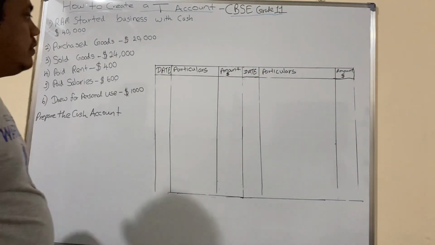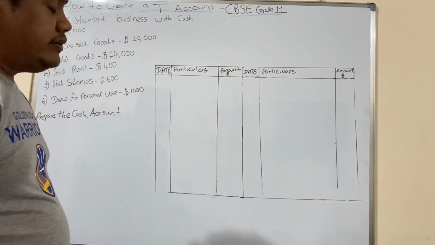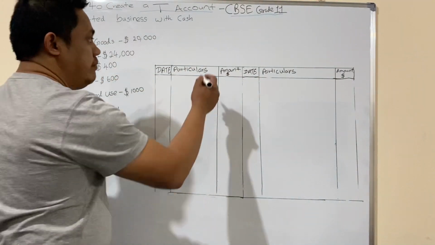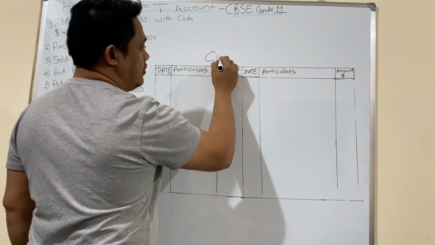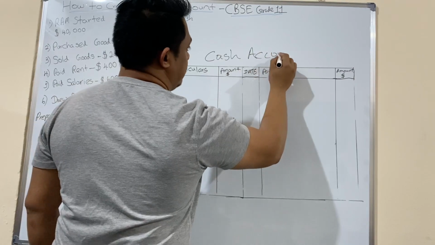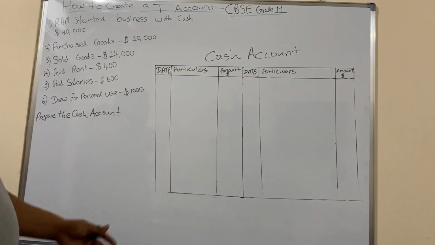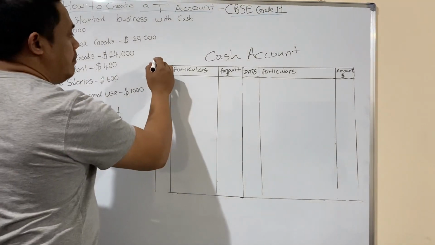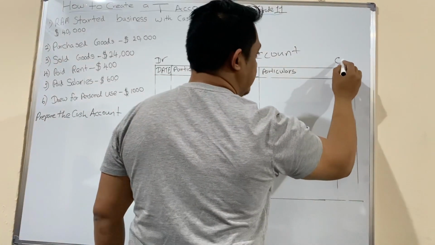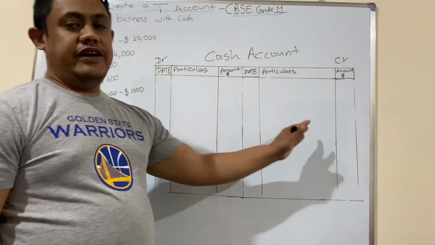First, you put the account name. You can create an account for every account. Today we are going to learn about the cash account, so we put the name of the account, cash account. As you can see in the format, we divide one part for the debit side, the left side, and the other side will be the credit side. Now we'll see what is debit and what is credit.